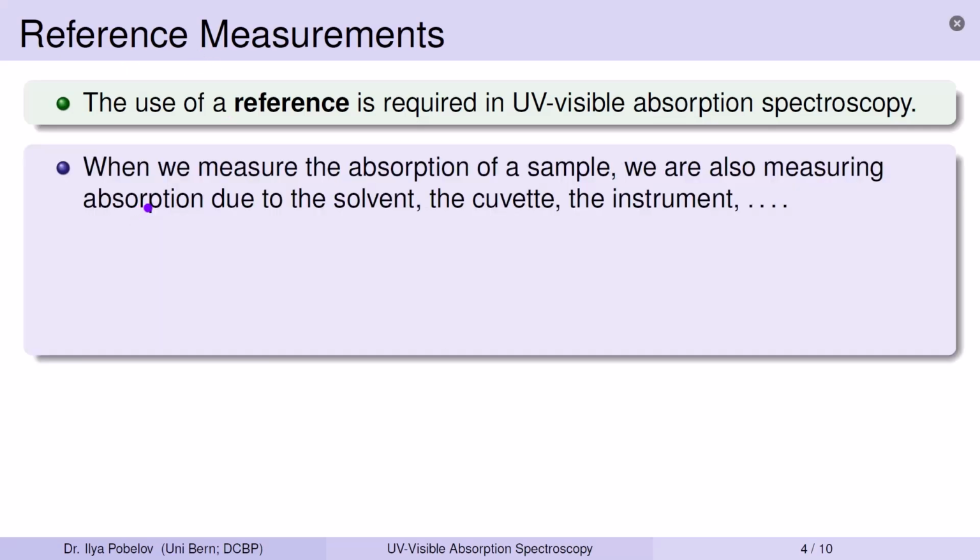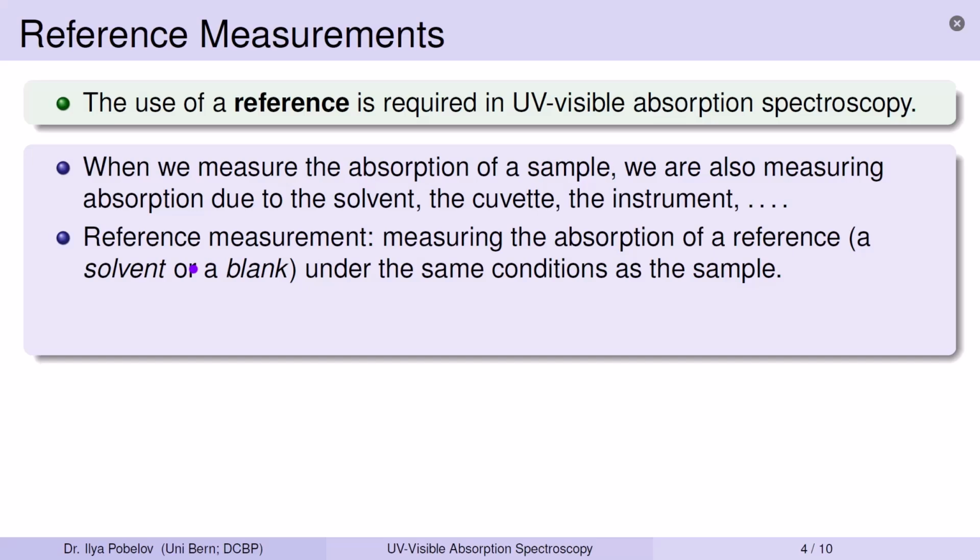The reason for this is simple. When we measure the absorption of a sample, we are not just measuring the sample's interaction with light. We are also measuring any interaction that might occur due to the solvent, the cuvette, or even the instrument itself. To account for these factors, we use a reference measurement.